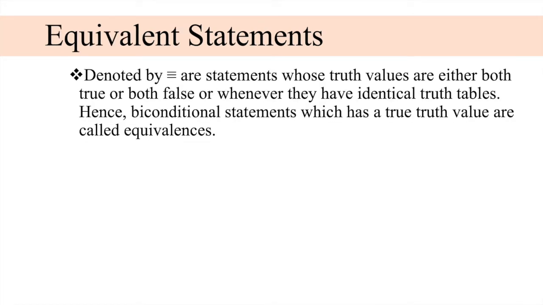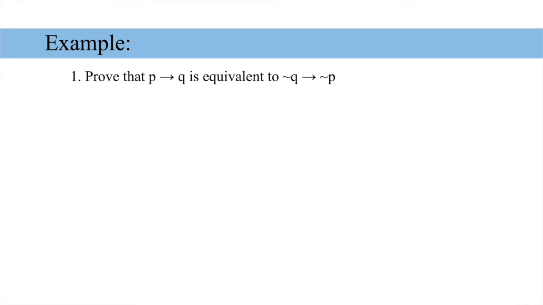So now let's proceed to equivalent statements. This is denoted by this symbol with three lines. These are statements whose truth values are either both true or both false, or whenever they have identical truth tables. Hence, biconditional statements which have a true truth value are called equivalences. So let's have an example. Number 1: prove that P implies Q is equivalent to negation of Q implies negation of P.